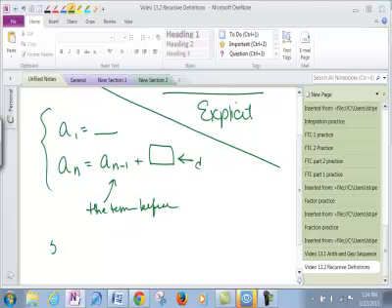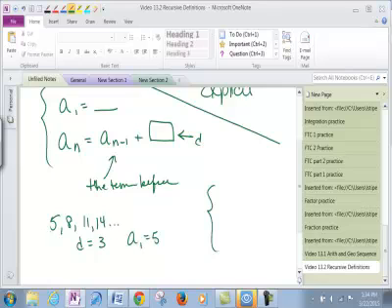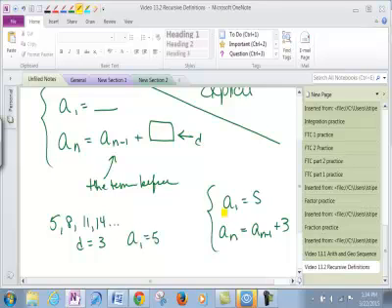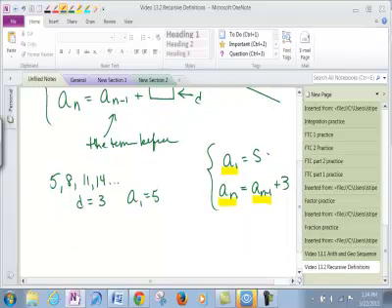So here's an example. Let's look at 5, 8, 11, 14 as our sequence. We know that the difference, what we're adding each time, is 3, and the first term is 5. So the recursive sequence for this set of 4 terms is a sub 1 equals 5, a sub n equals a sub n minus 1 plus 3. Okay, what I want to bring to your attention is that the a sub 1, the a sub n, and the a sub n minus 1 will always be there. The only thing that will change will be the difference and the first term. Okay?